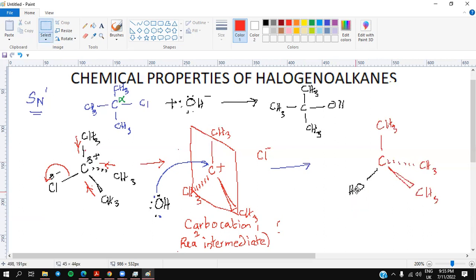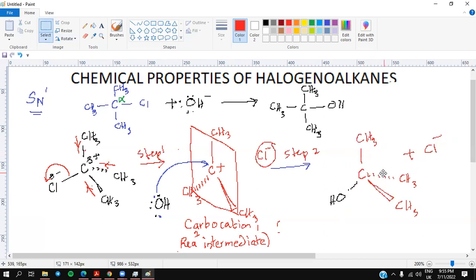However, this reaction occurs in a 2-step reaction. This is step 1. This is step 2. I can show this Cl minus over here. So OH negative comes in, Cl negative goes out. This reaction happens through a carbocation. Carbocation is a reaction intermediate. Sn2 mechanism is happening in a single step. Sn1 reactions happen in a 2-step process.